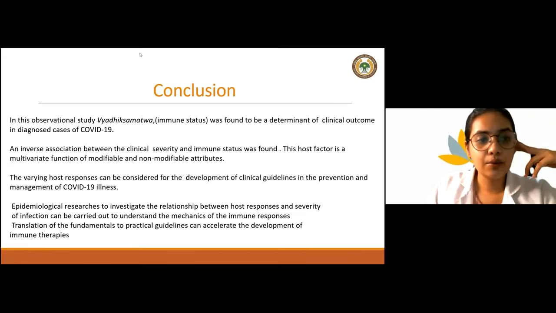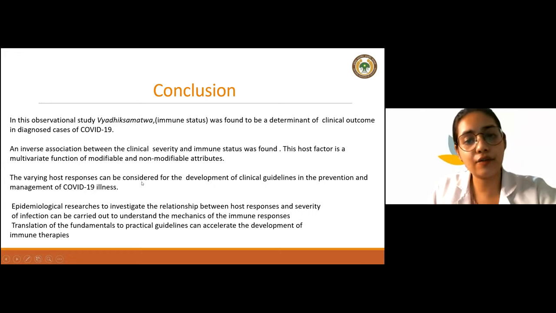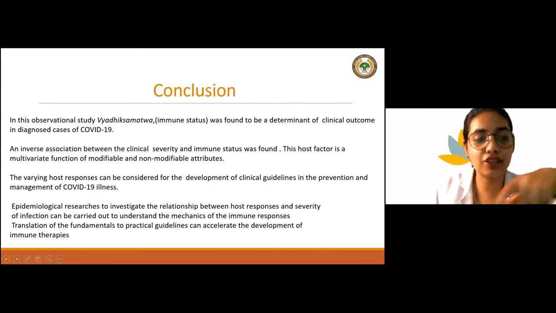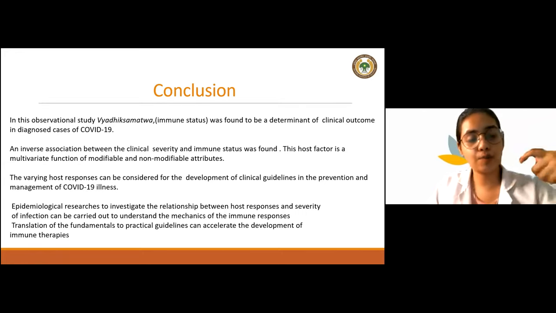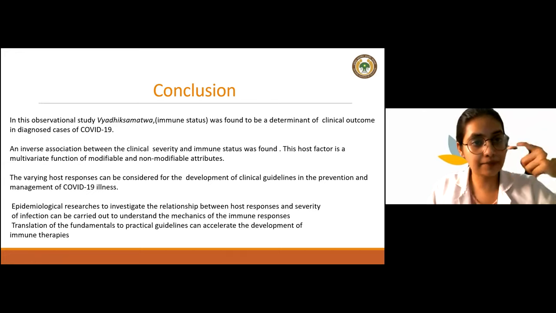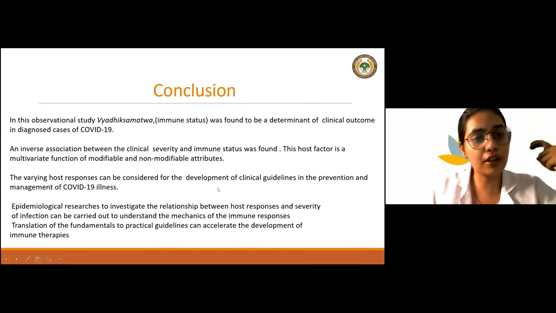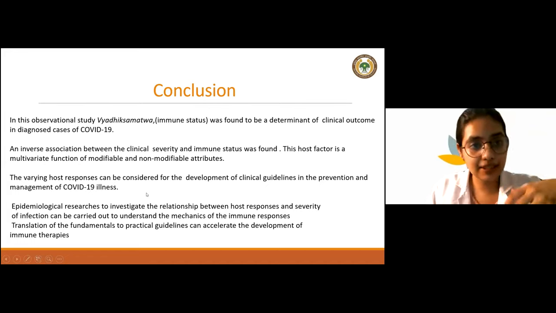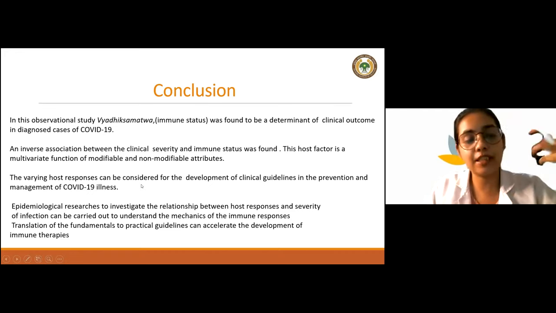I would like to conclude here that in this observational study, Vyadi Shamatva immune status, a novel variable that we explored, was found to be a determinant of clinical outcome in the diagnosed cases of COVID-19. We found an inverse association between the clinical severity and immune status. This host factor is a multivariate function of modifiable and non-modifiable attributes. The varying host responses can be considered for the development of clinical guidelines in the prevention and management of illness, because when we are talking about geographical distributions, we are talking about concepts like Prakriti, the Ayurveda constitution, that has been explored in many studies.